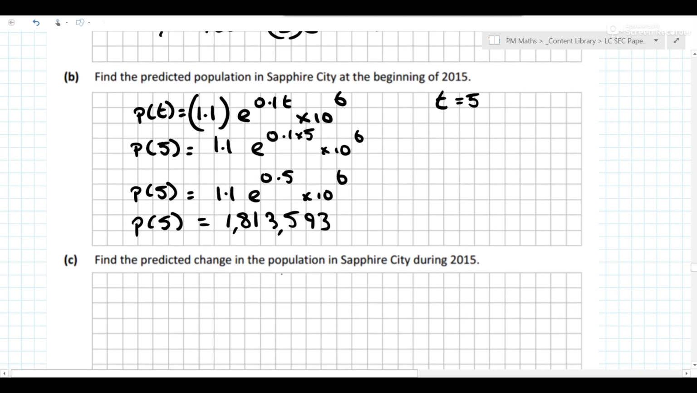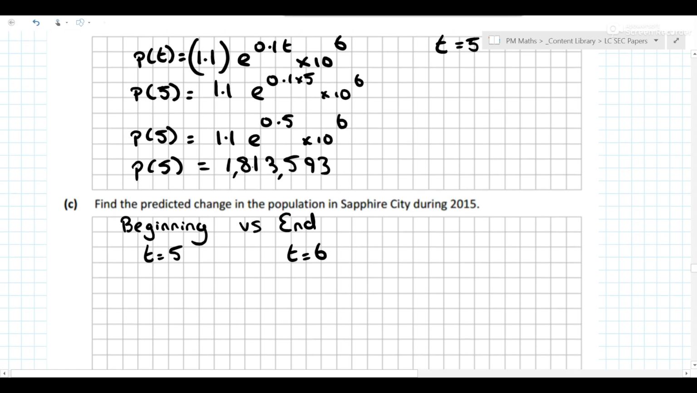Find the predicted change in the population in Sapphire City during 2015. So beginning versus end. So at the beginning of 2015, t is equal to 5. The end of 2015, t is going to be 6. So we know what the population was. So it's P of 6 minus P of 5. So we need to find P of 6, which is 1.1 e to the 0.1 times 6 by 10 to the 6.